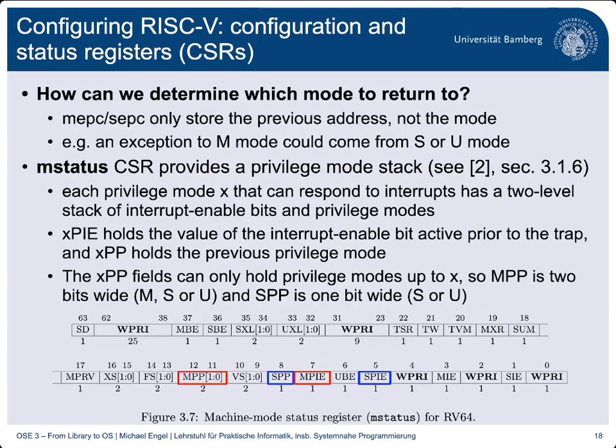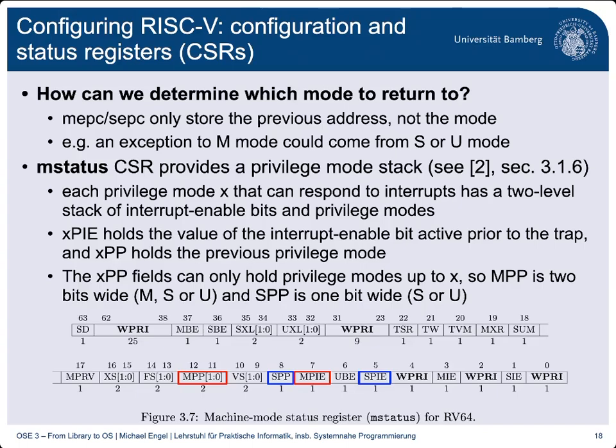So how do we determine which mode to return to? Now the CPU does this for us. MEPC and SEPC, these two CSRs, only store the previous address, but not the previous mode. So an exception that switches to M mode could come from either supervisor or user mode. So there's another configuration and status register called mstatus, and this provides a very small stack, well, essentially just a couple of bits, with the privilege modes.